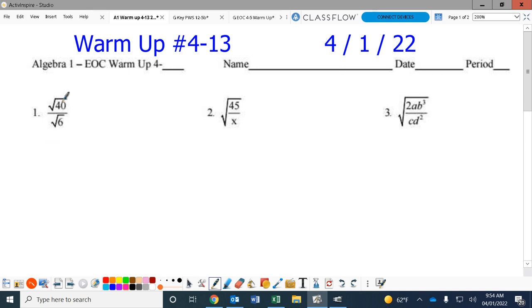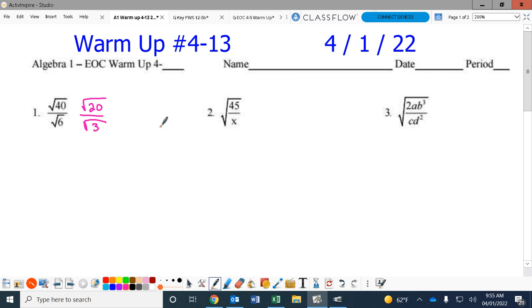So guys, first things first, if you have a fraction like this, reduce it. Grab your calculators. It will do it for you. Do 40, fraction button, 6, equals, second fraction button. Reduce it down. Or you can just divide both of them by 2. It's going to make it the square root of 20 over 3.